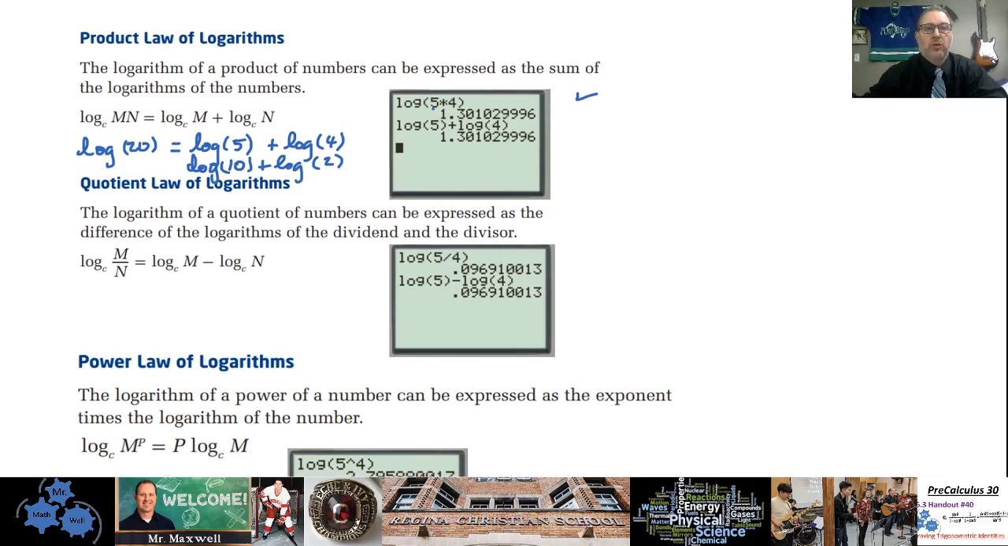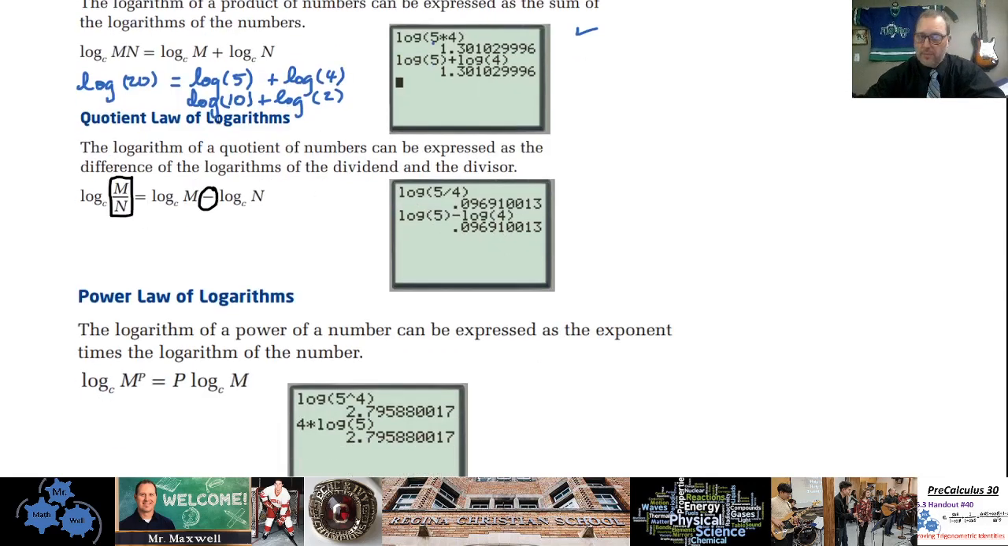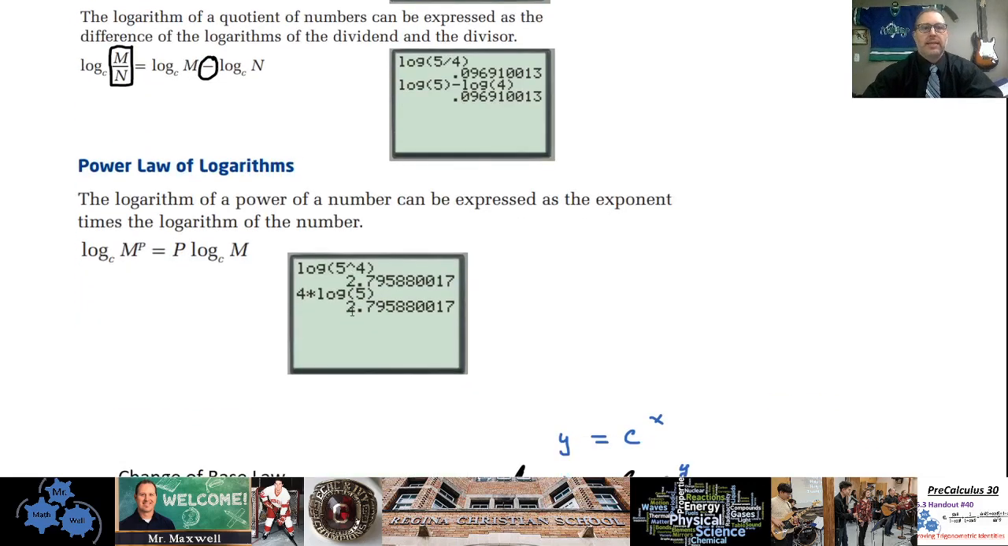Quotient law. Very similar to the product law, except that we're talking about a quotient, which is dividing. And the only difference is we subtract. So the log of 5 divided by 4 is the same as log of 5 minus log of 4. And so on. I mean, log of 10 minus log of 2, right? That sort of thing.